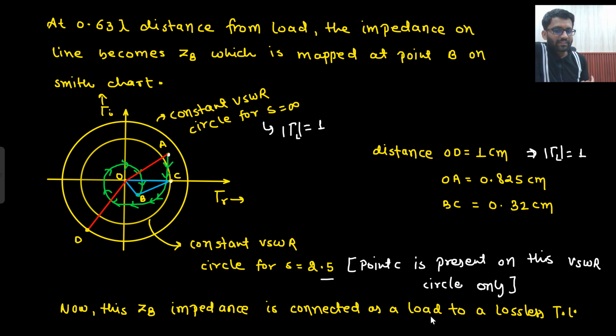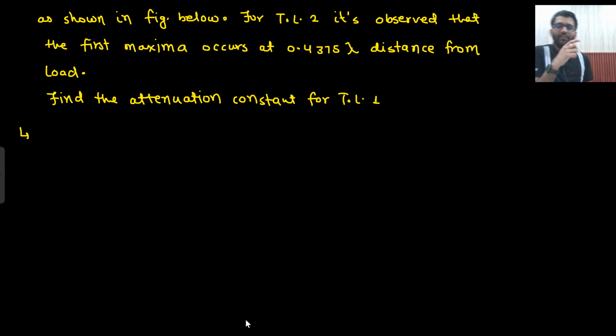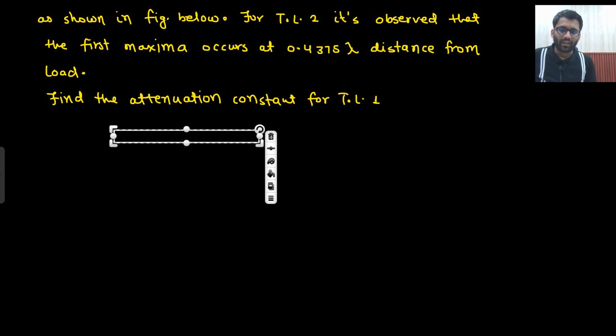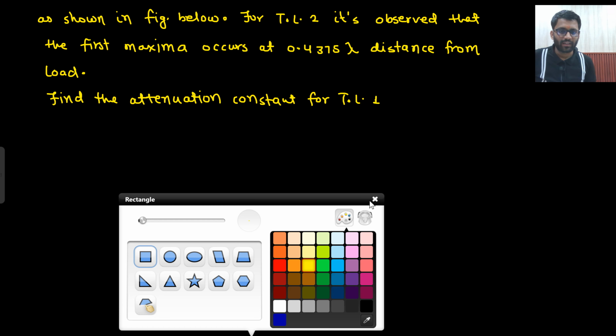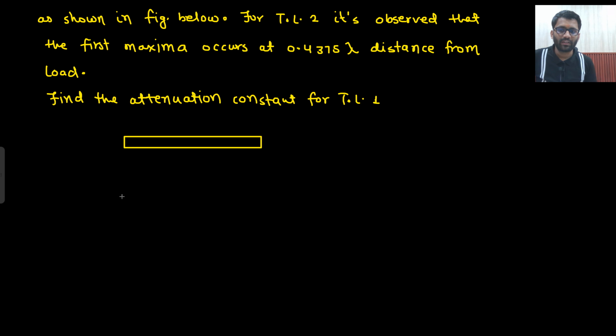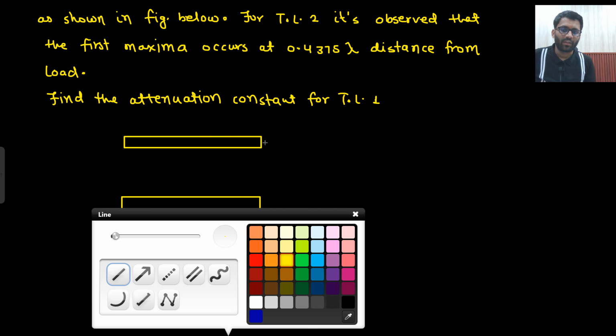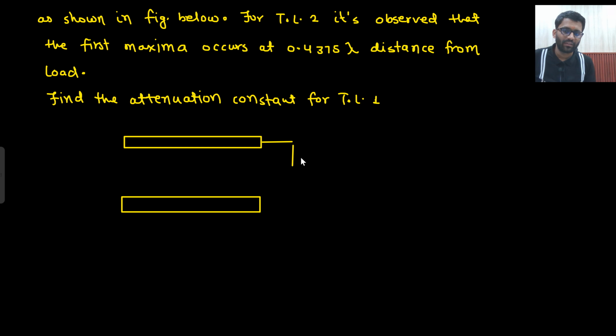But what else information is given? Now this impedance ZB is connected as a load to a lossless transmission line 2, as shown in the figure below, which I did not show, so I need to show that. We are taking another lossless transmission line, which has nothing to do with the previous lossy transmission line. We are connecting this load ZB to this lossless transmission line. So this is your lossless transmission line 2, and this is your ZB.